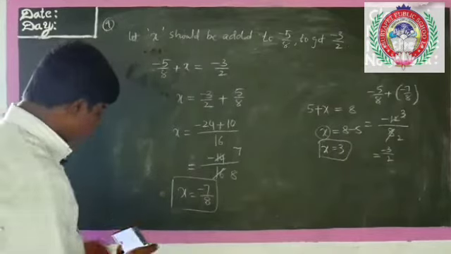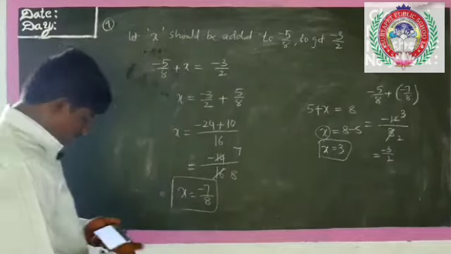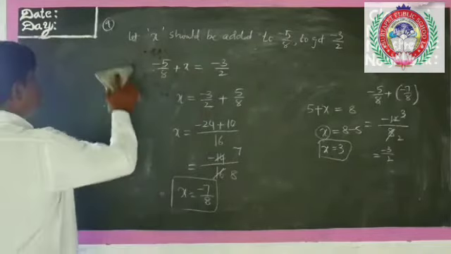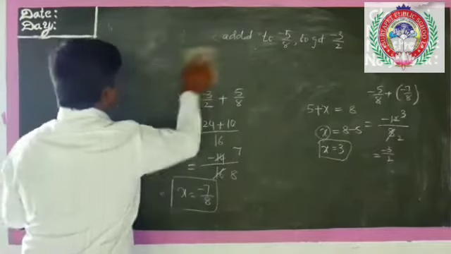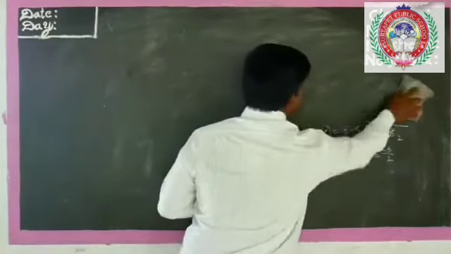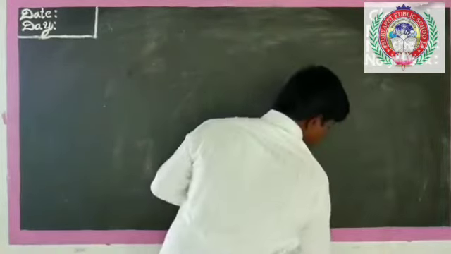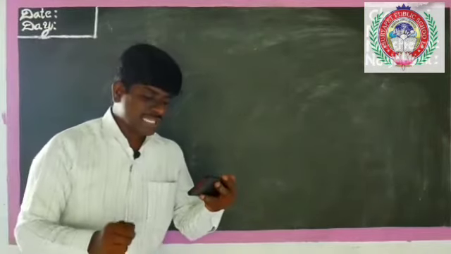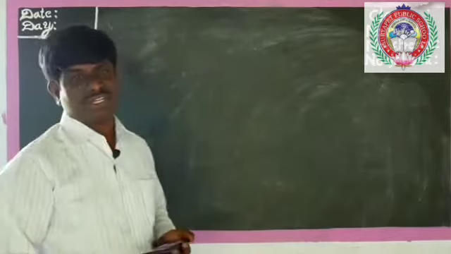Now let us solve the 10th problem. Read the question properly. 10th problem. The sum of two rational numbers is 8. If we add two rational numbers, their sum is 8, he says. So if one of the numbers is minus 5 by 6, find the other.